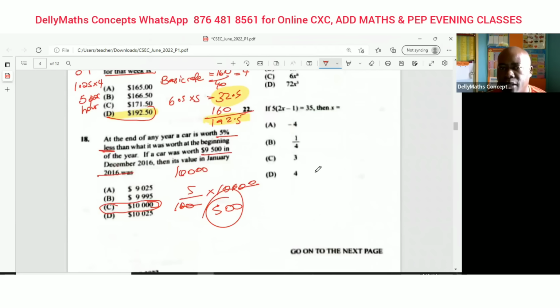All right, let's see what this is. So we have 10x minus 5 equal to 35. So 10x is equal to, bring this across or add that to both sides. So we have 40, and x is equal to 4 right there.